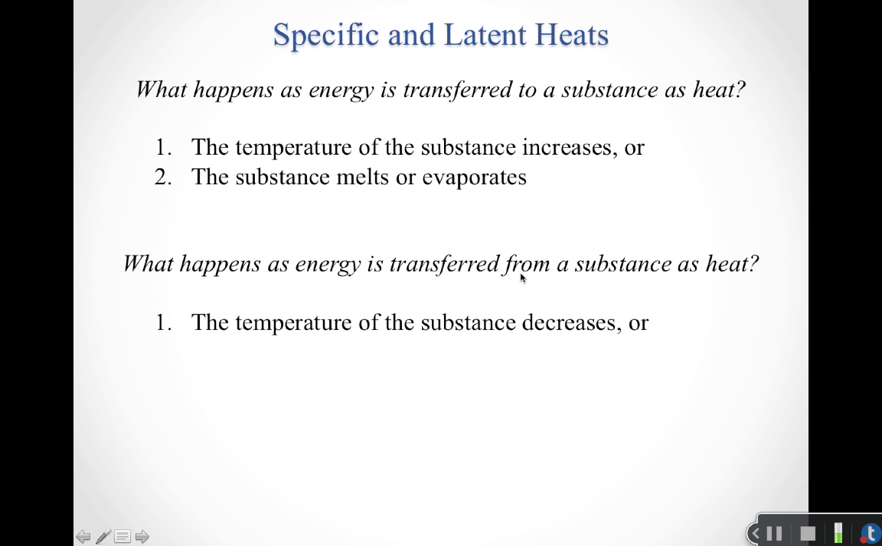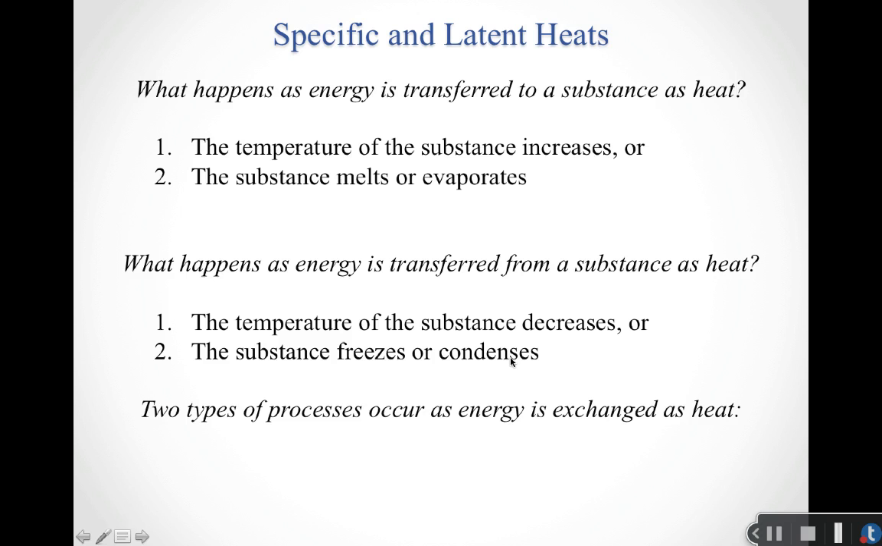Well, what if instead of transferring energy to a substance, adding energy, you subtract energy? So when you transfer energy from a substance, again, you've got two options here. One is basically the temperature is going to decrease, or the substance is going to freeze or condense. So things that start as liquids will freeze into solids. Things that start as gases will condense into liquids.